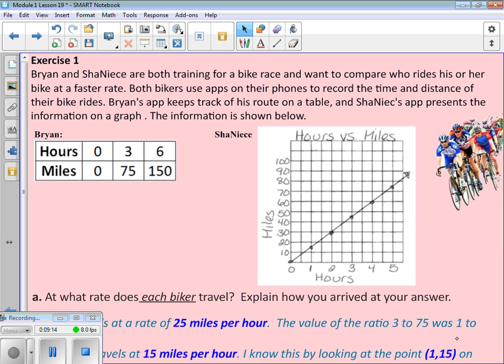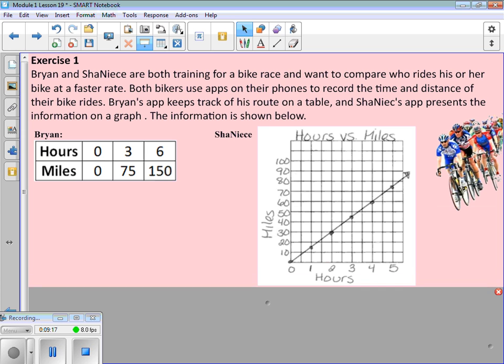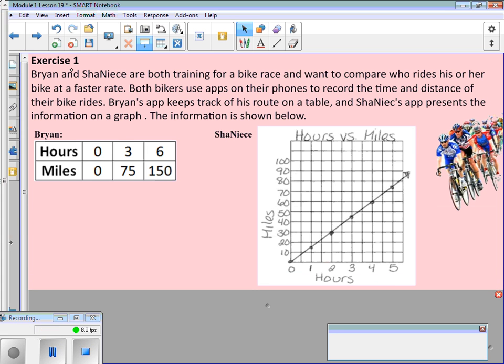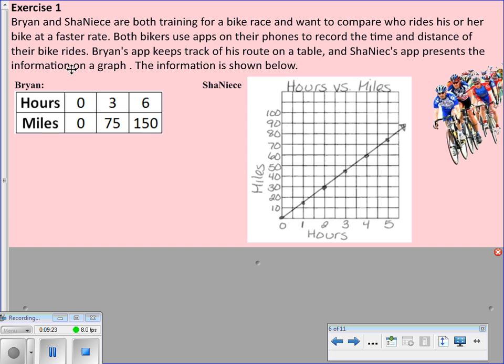So if we need to know who goes faster, what do we need to know first? How would it be easier to compare their two what? Their ratios or their rates to see who goes faster. So taking a look at this table, first let's identify Brian's rate. What is Brian's rate? How fast does Brian ride his bike? 25 miles in 1 hour.